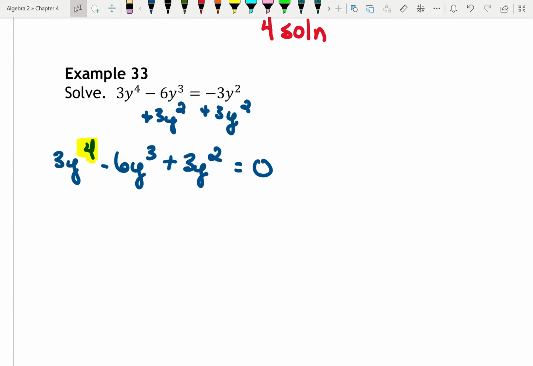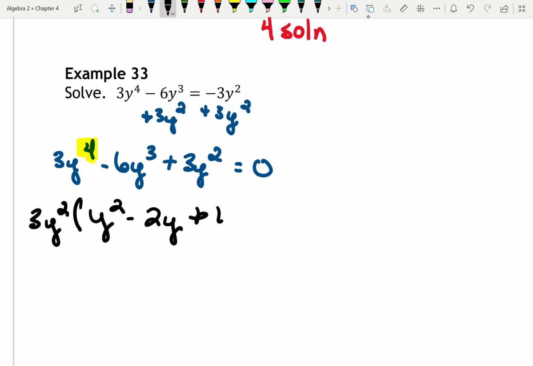I'm going to try to factor this one because it's already looking like it's going to factor. We got a 3, a 6, and a 3. Those are probably going to factor. And then we got a y and a y in all 3 of them. I'm going to pull out a 3y squared. Left over is going to be y squared minus 2y plus 1 equals 0. And while I was writing that, I was testing it out in my head, redistributing back in, making sure that it would work out correctly.